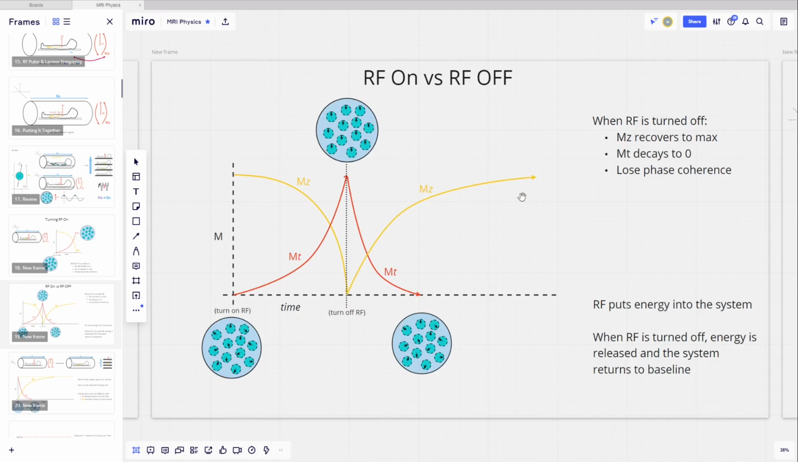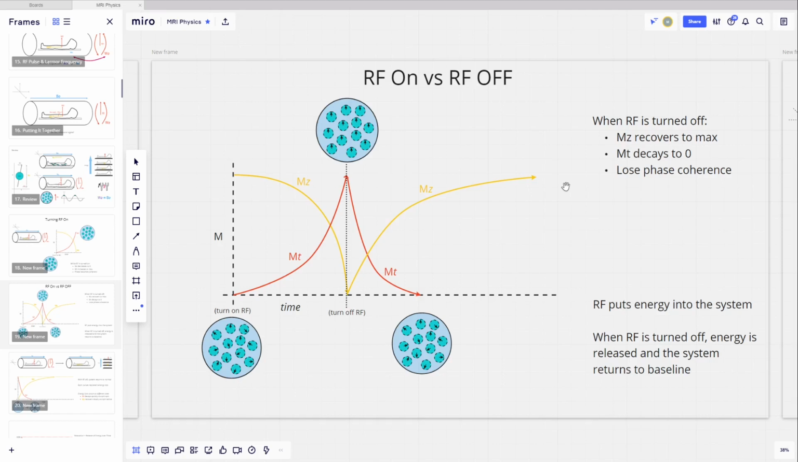Now what you'll notice here is that these are happening at different speeds. Okay, transverse is going to go back down to zero, longitudinal is going to go back up to its max. Okay, but they don't happen at the same rate. And it turns out that different tissues will do this at different rates.